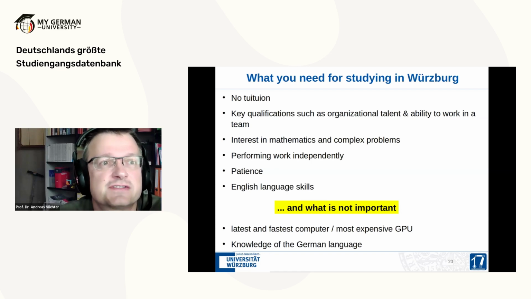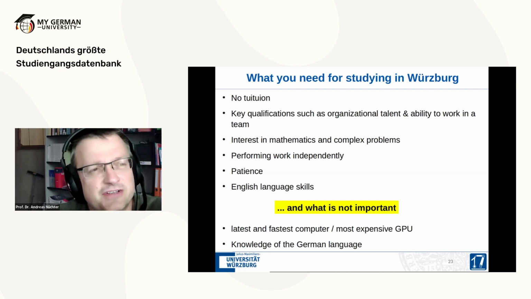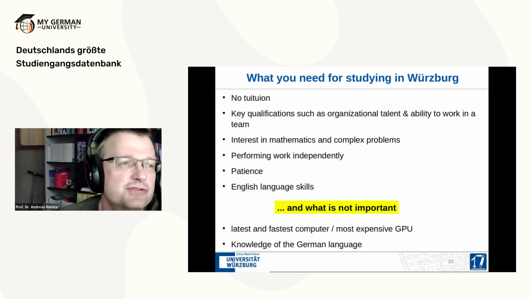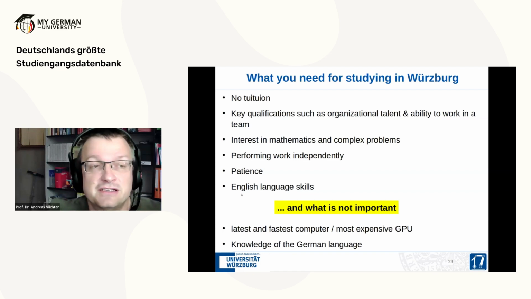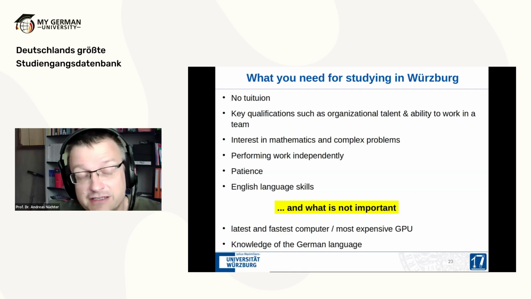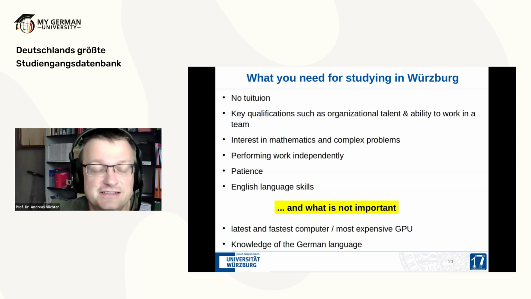What you need to learn is that you need to have some organizational talent and the ability to work in a team and independently. You may be interested in mathematics and complex problems, yeah. And sometimes what you need actually is patience, and you need English language skills. What you don't need is German language. So our study program runs completely in English. But of course, knowing a little bit German make life easier.